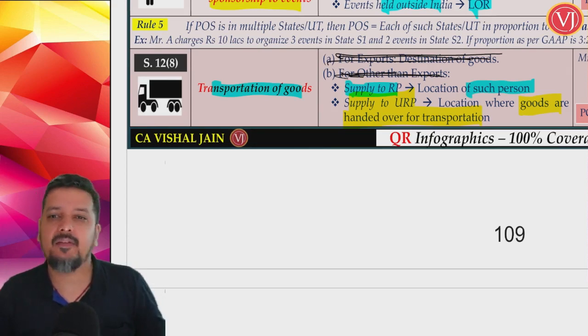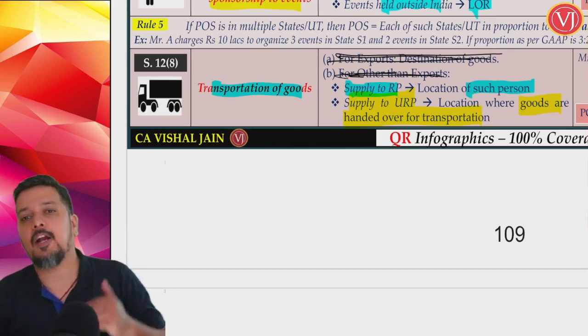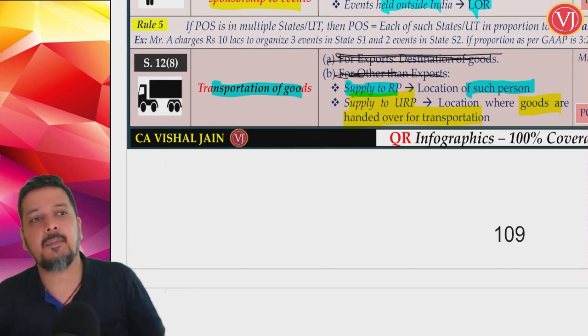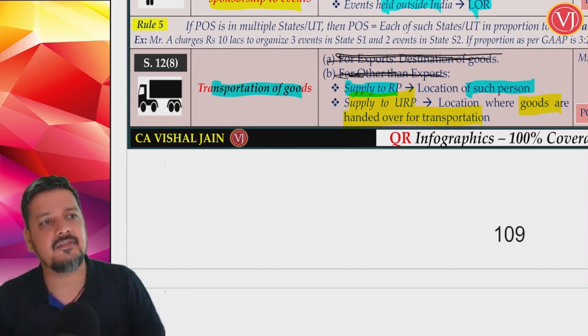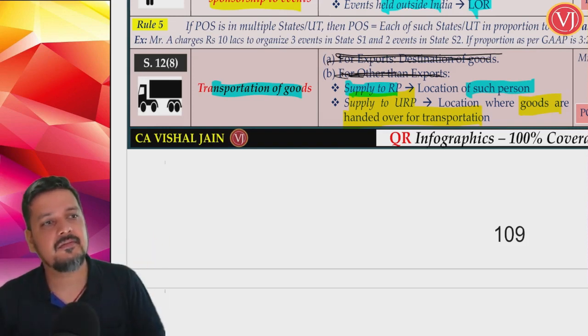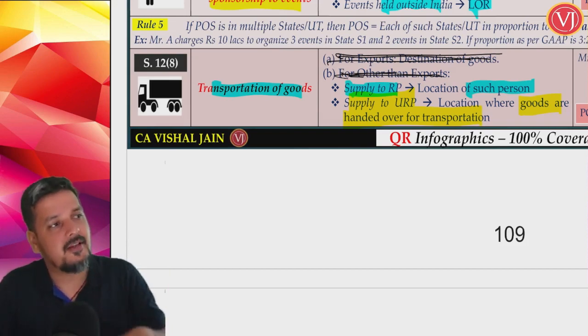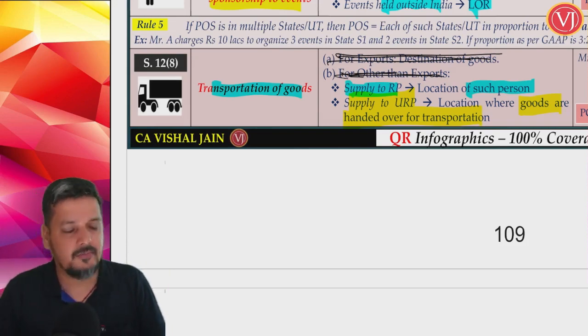If it is B2B, simple, wherever the recipient is located, location of registered recipient. If it is B2C, supposing the goods are moving from Tamil Nadu to Maharashtra, and the recipient is Maharashtra registered, simple, answer is Maharashtra. If the recipient in Maharashtra is not registered, where the goods are handed over for delivery, answer is Tamil Nadu.